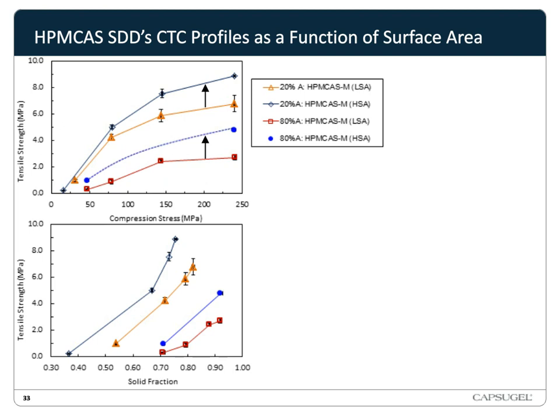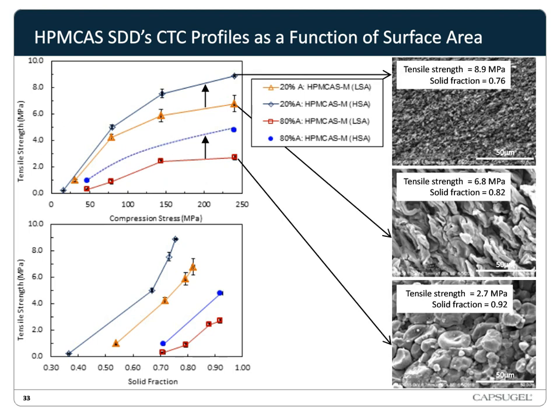And now the SEM micrographs of the compact are all taken at the same magnification. So again, the difference in surface area is stark. However, if you look very close, and maybe take my word for it, the mechanism of deformation is qualitatively the same for the high and low surface area SDDs.